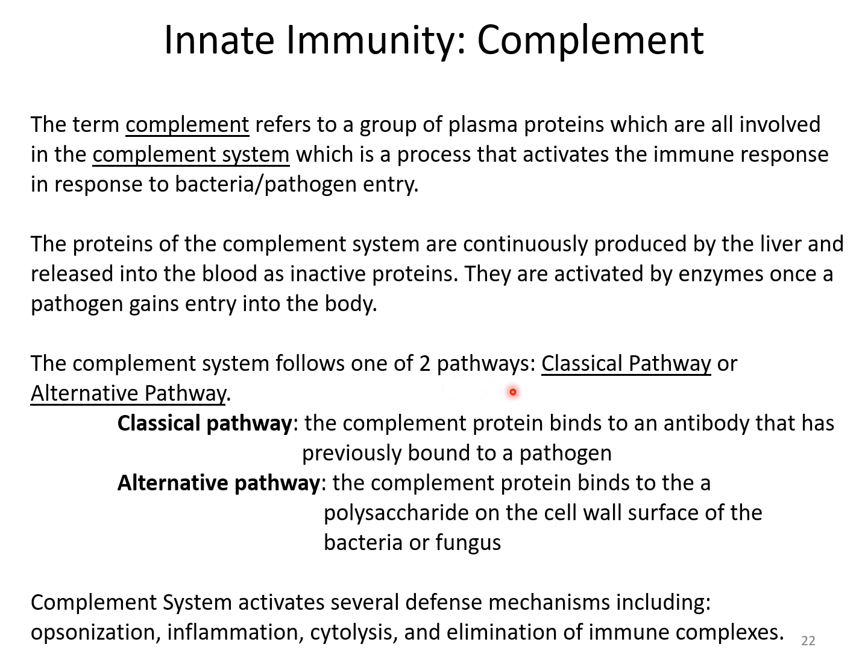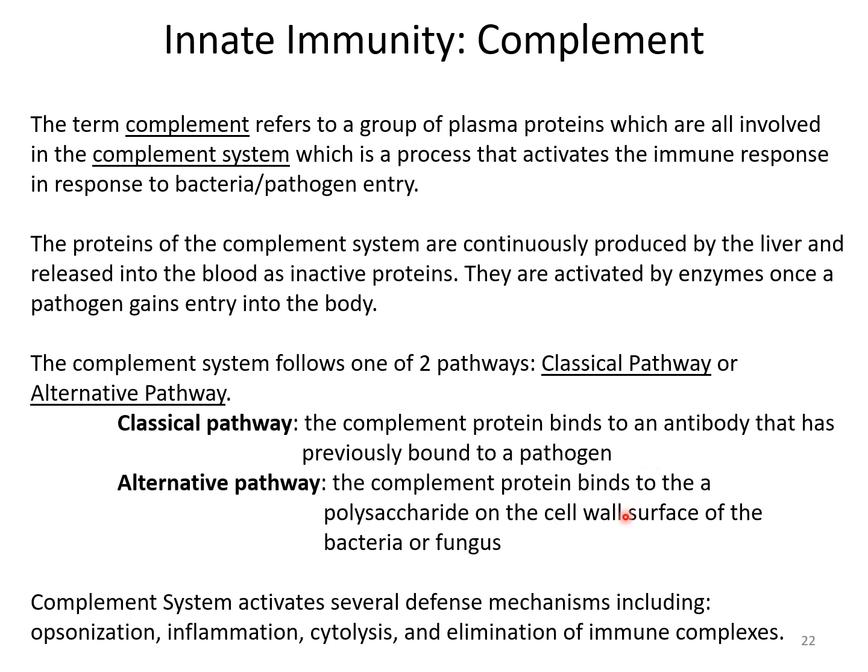There's two pathways involved in the complement system, the classical pathway and the alternative pathway. In the classical pathway, the complement protein binds to an antibody that has previously bound to a pathogen. So let's say we have a bacteria. Our body generates an antibody against it. The antibody will bind to the bacteria, and then the complement protein binds to that antibody. So it's kind of a three-tiered effect there.